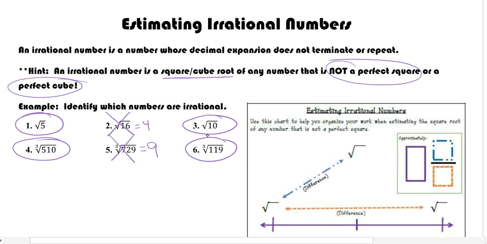To help us estimate the value of our irrational numbers, obviously the simple thing to do would be to plug it into your calculator. But as you remember from the beginning of the year, I mentioned that this is one of those units where we will not be using a calculator, because if we were taking a state test this year, you would not be allowed to do that. So we're going to be teaching to the standard as it is set up.